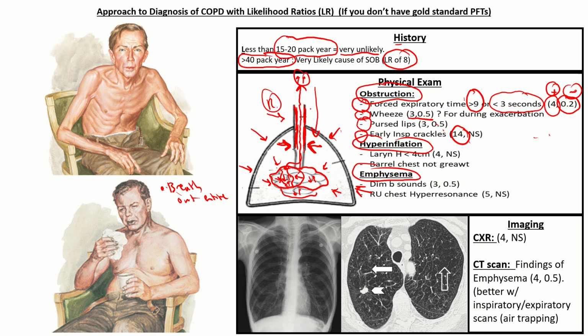Next is going to be looking for signs of hyperinflation. A big one that can be helpful is looking for laryngeal height. So here's the Netter's pink puffer, and here's the patient's laryngeal height. You measure laryngeal height from the patient's suprasternal notch right here to the top of the thyroid cartilage.